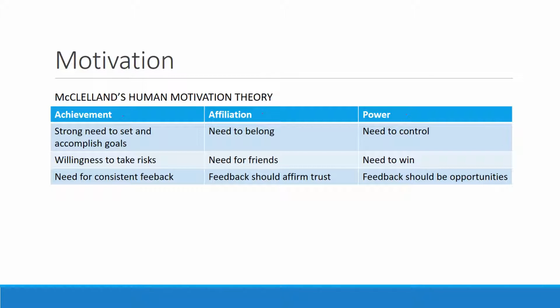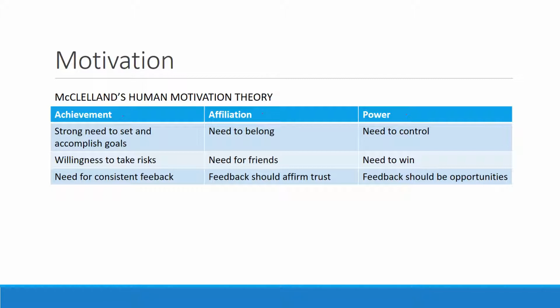And then finally, in the domain of power, the employee wants to control something, even if it's just themselves. You want to have power over your own destiny, kind of. So the need to control is then followed by the need to win. So I want to do better. And finally, what's the feedback? The feedback should be for more opportunities to increase my control, to increase my winning. Okay, so pardon me.